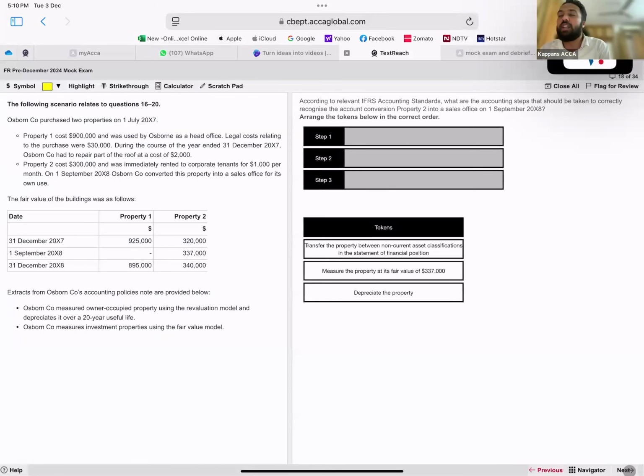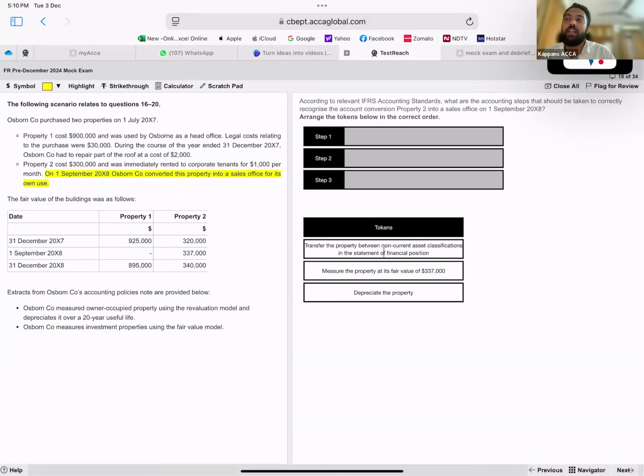Moving to the question number 18. According to relevant IFRS accounting standard, what are the accounting steps that should be taken to correctly recognize the accounting conversion property 2 into sales office on September X8? So the question has stated that on 1st September X8, Osborn converted its investment property to sales office, property, plant and equipment. Change in use. So what should be done? They have given some tokens.